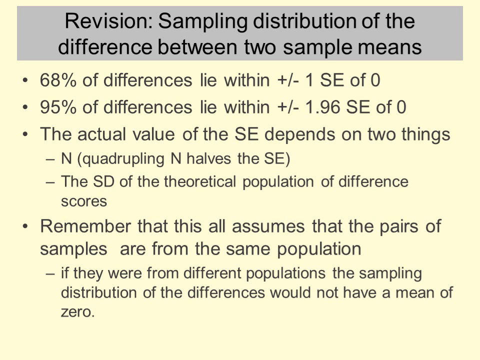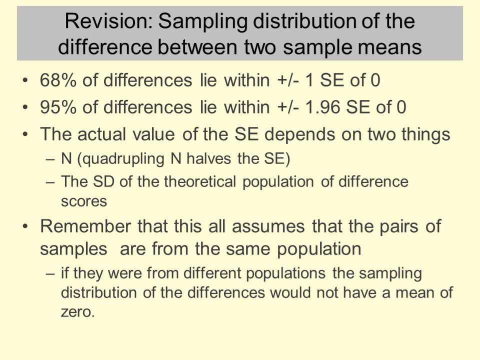Now, to calculate the standard error, you would need to know two things. The sample size. Remember that the standard error of a sampling distribution halves every time the sample size quadruples. You'd also need to know the standard deviation of the theoretical population of different scores. That's not usually known, but what we have in the t-test that I'll show you later is a formula for estimating that standard error.